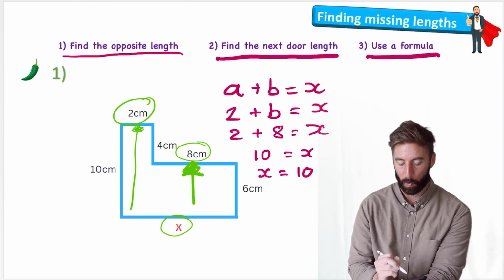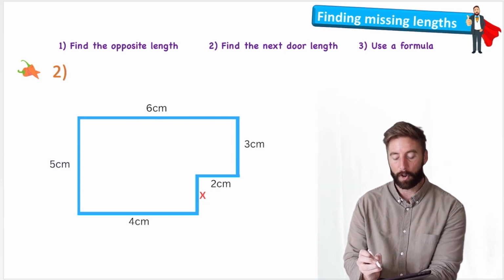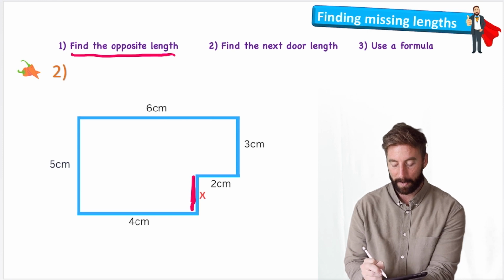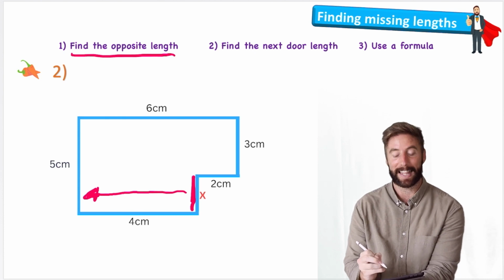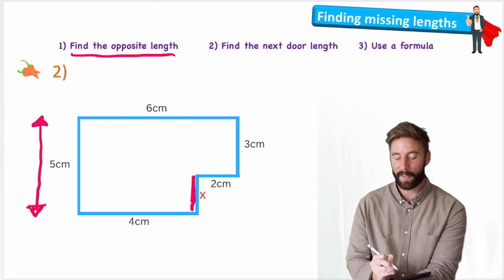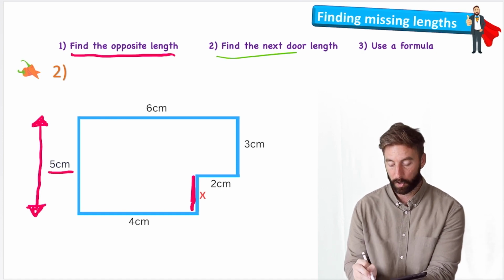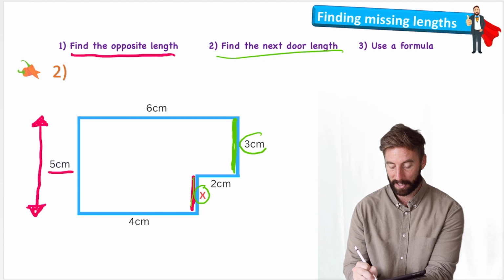Let's look at a more challenging one. Here we have this missing measurement x down here. So again, I'm going to follow my steps. Find the opposite length. So what is opposite this length here? Well, I'm going to look over here and I'm going to see this length of 5. Okay, so I think this 5 centimeters is going to help me, but that's not enough. So I'm going to follow step 2 and I'm going to look next door. Well, next door this time means next to my x. So this is my x line. So next door would be this length here. And this length is 3.